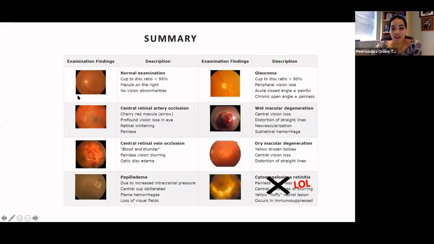Okay. This is just a nice summary for everybody. Do not learn cytomegalovirus retinitis, please. Please. You have so many other things you could be doing in your time.